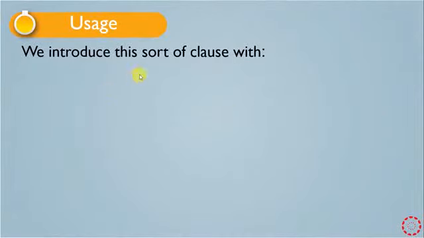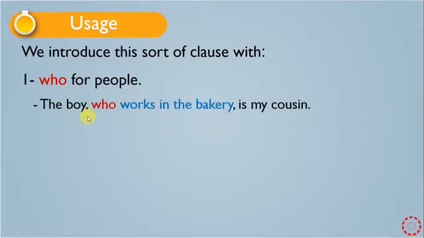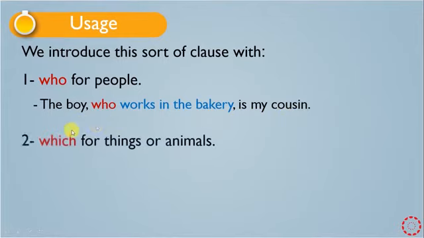We introduce this sort of clause with these relative pronouns. The first one is who; we use who for people. Look at this example. The boy who works in the bakery is my cousin. The boy is a person, so we use who. And then the second one, which, is for things or animals.